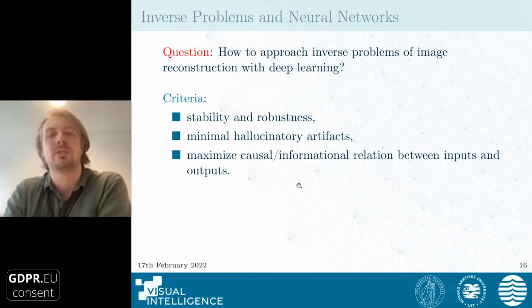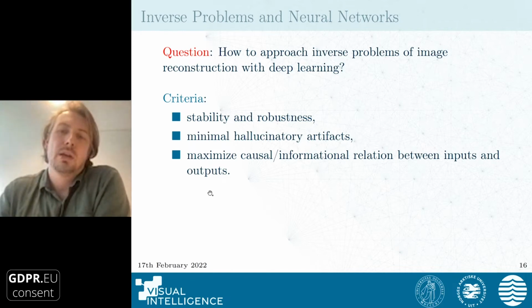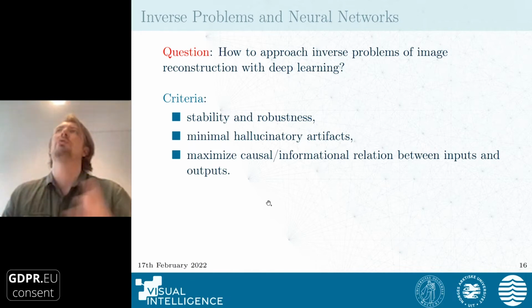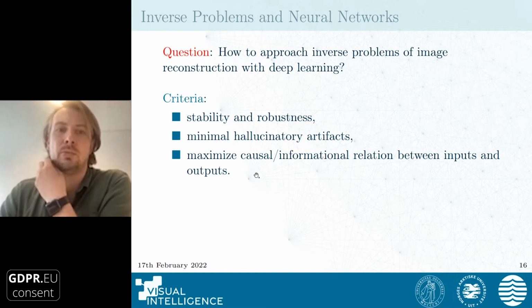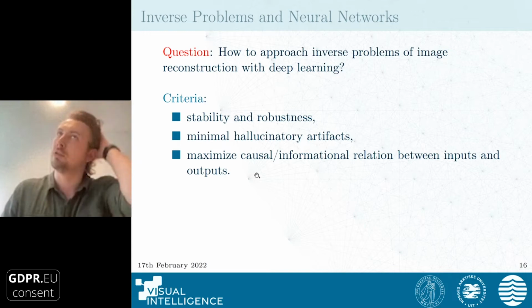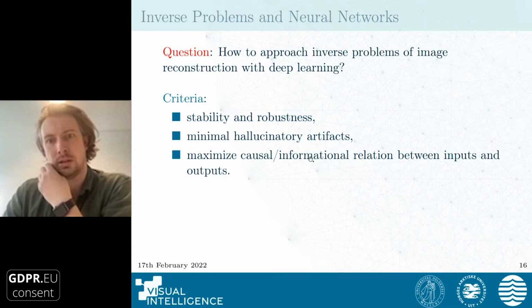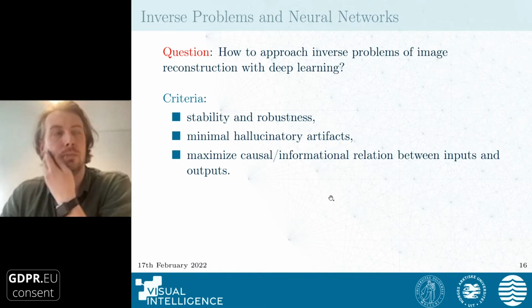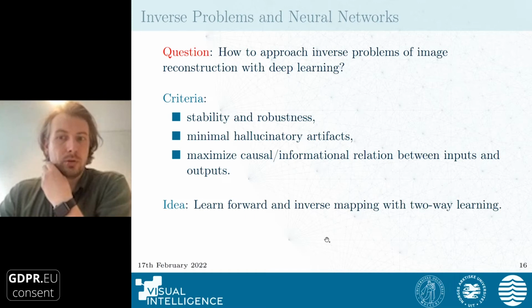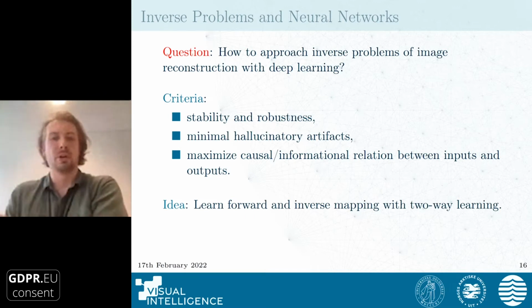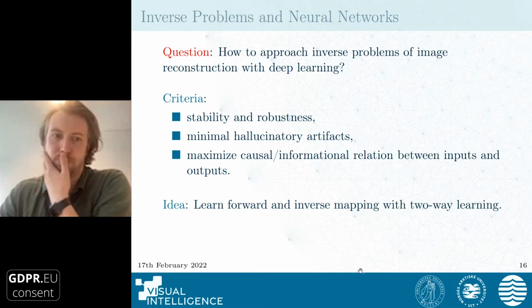In addition, we want to maximize some relation between inputs and outputs, meaning that we want the inputs and outputs to contain most of the same information at least. Ideally we would have some sort of metric for the causal relationship, but of course, information theory provides a good way of measuring this. So one of the ideas is to learn the forward and inverse mapping both at the same time, with two-way learning.